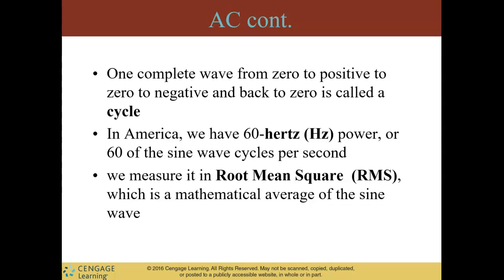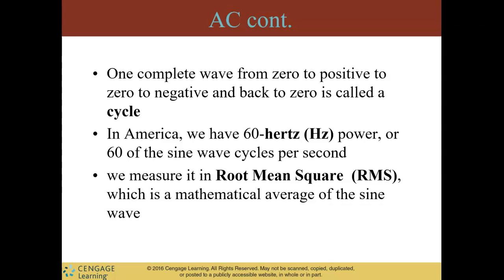So as I said, that cycle from 0 to positive, back to 0 to negative, back to 0, that's one cycle. And the rate at which the electrons cycle varies in different parts of the world. Here in the United States, we have 60 hertz electricity in a typical wall outlet.